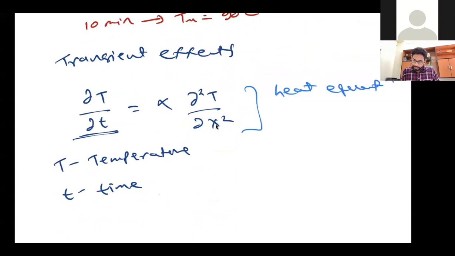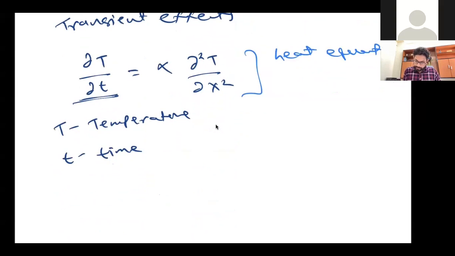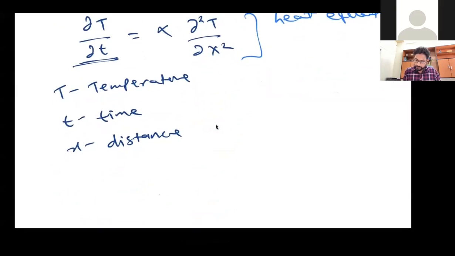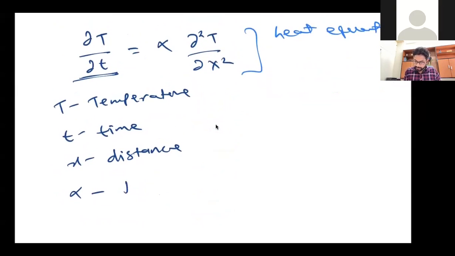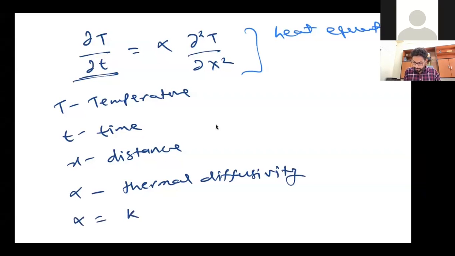In this case, what we see is we have temperature, time, and x is distance, but we also have a term called alpha, and that is known as thermal diffusivity. This is a little different from thermal conductivity. Thermal conductivity we saw before in Fourier's law, whereas alpha is actually k by rho Cp, if I'm not wrong.